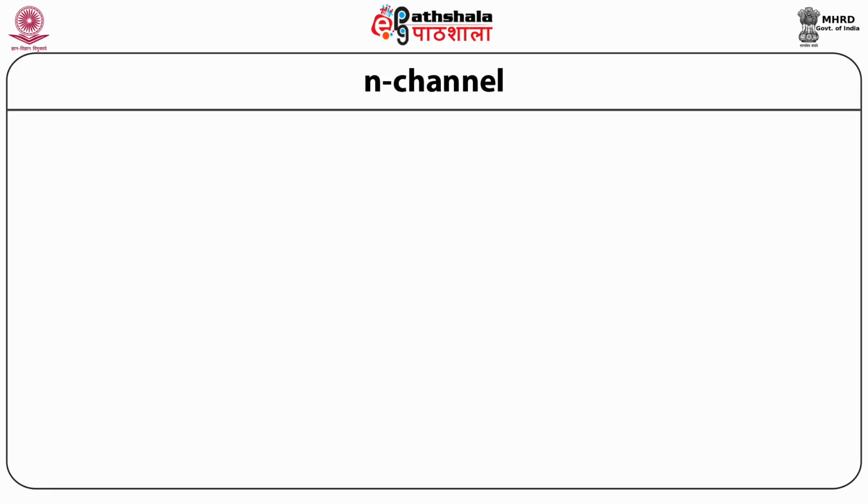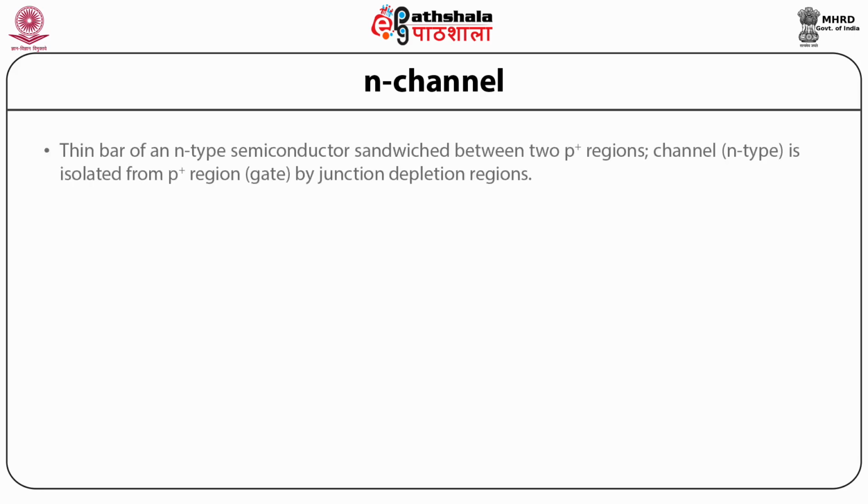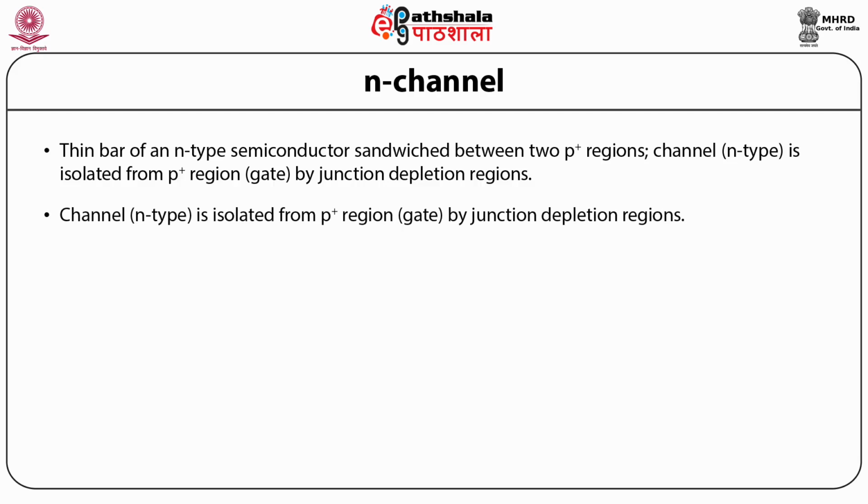Now this figure shows the N-channel JFET, where we have a thin bar of the N-type semiconductor which is sandwiched between two P plus regions. The channel is N-type, which is isolated from the P plus regions, the gate, by junction depletion regions.